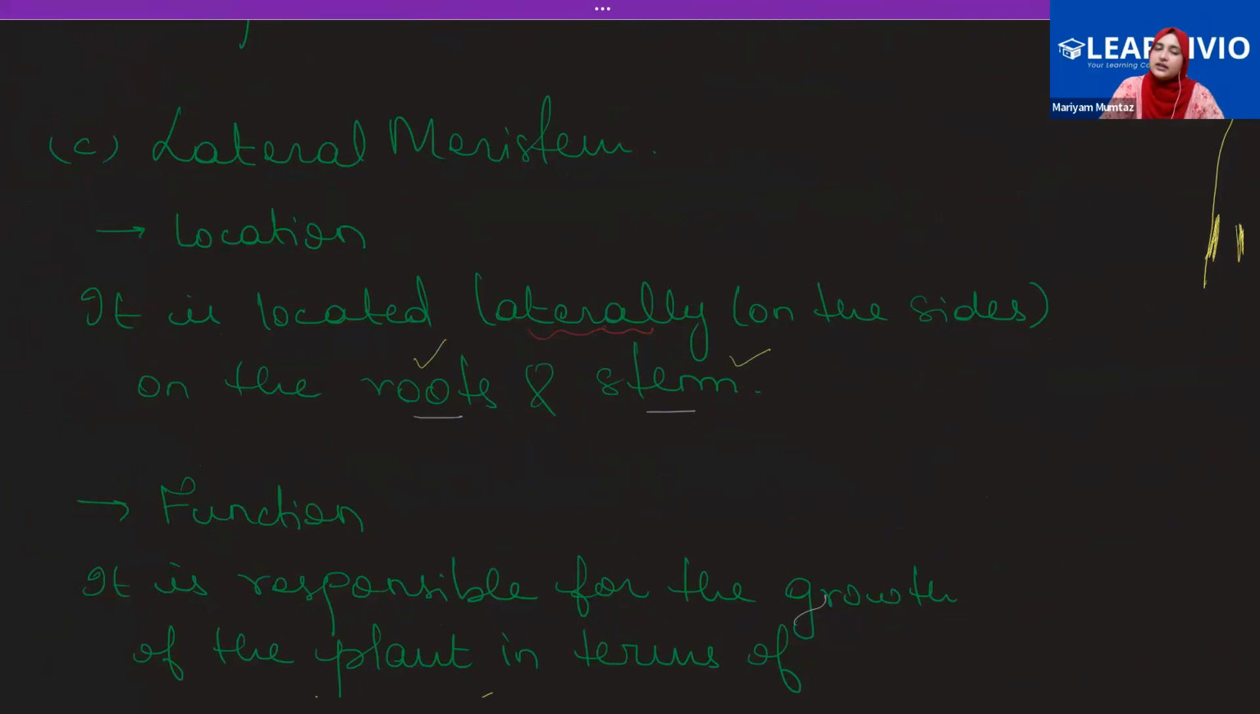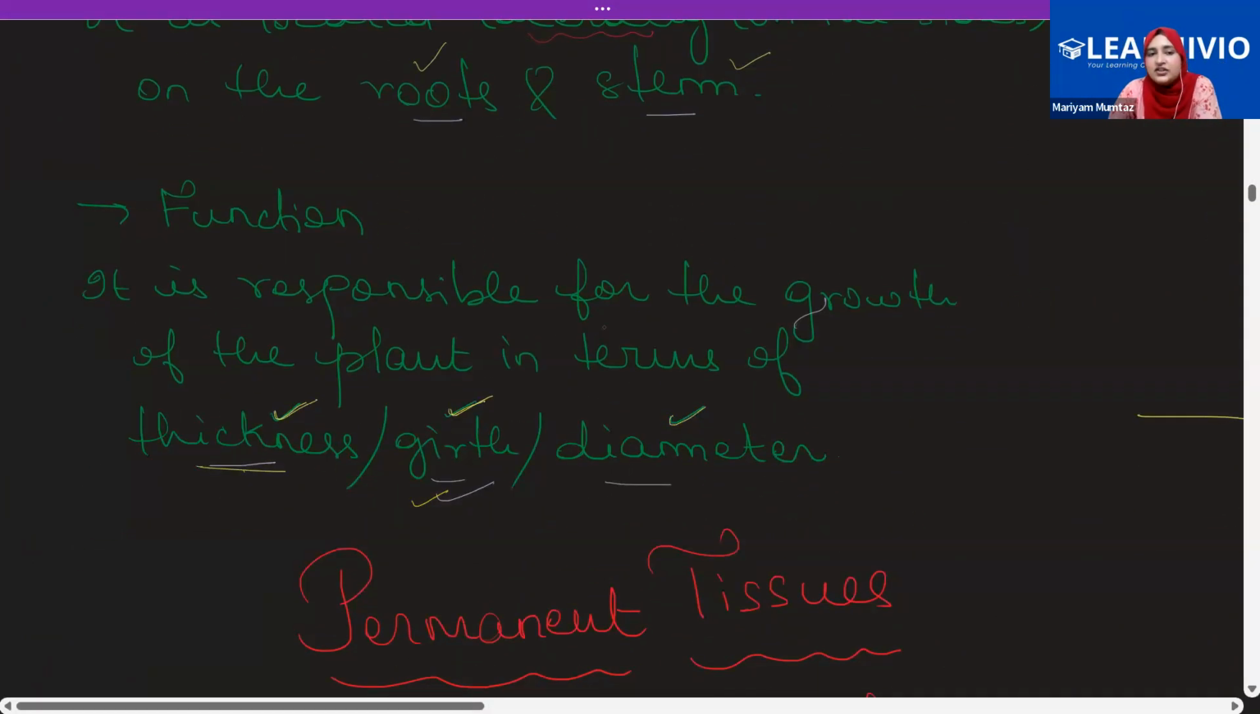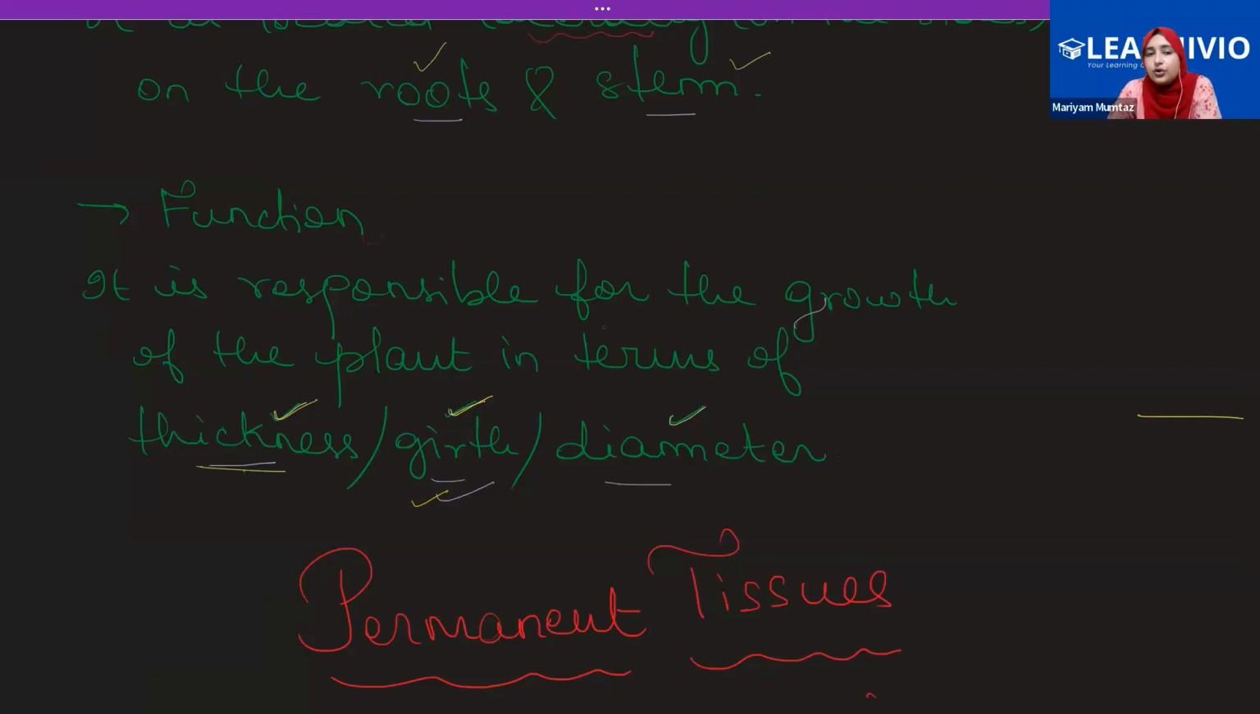Now, what is its function? You saw how the apical meristem was growing the plant in length, and the intercalary meristem was growing the plant in length. But the lateral meristem is the meristem that grows the plant in terms of thickness, making the plant thicker. So the function of the lateral meristem is to grow the plant in terms of thickness. You can also call it the girth, or the diameter.